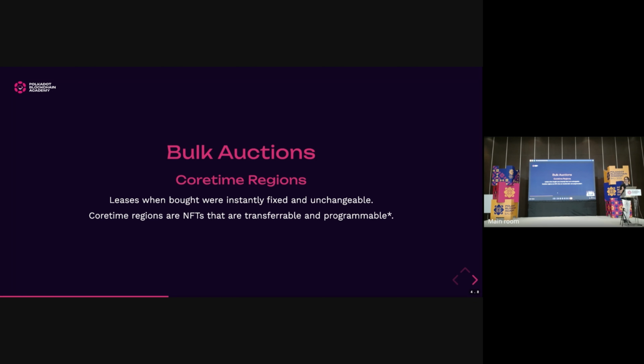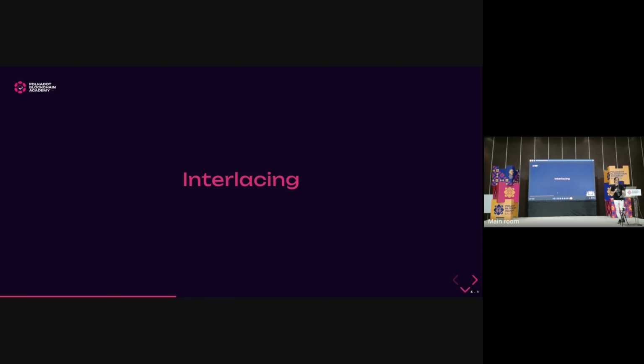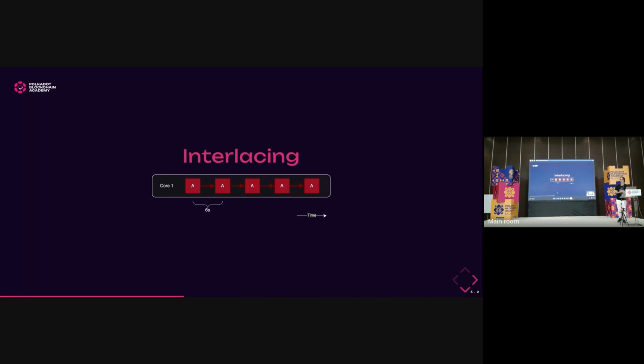And it's not just exchanging. There's even more stuff that you can do with them. They're partially programmable. And we can, for instance, interlace them. So interlacing allows us to make our Coretime much, much more flexible. In a normal situation with no interlacing, a parachain will kind of look something like this. You have a new parachain block every 6 seconds as time progresses, nothing extra specific, nothing special.